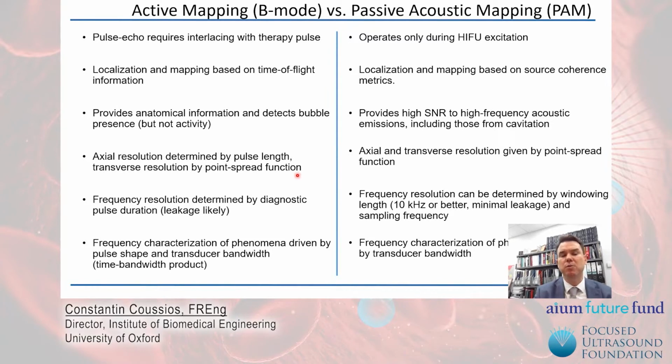Two other very important points are that in the case of B-mode, both the axial resolution and the transverse resolution are determined by pulse length and point spread function respectively, whilst both are determined by the point spread function in the case of PAM. And the frequency resolution is primarily determined by the diagnostic pulse duration in the case of B-mode, whilst it is far greater in the case of PAM because it is determined by the windowing length and the sampling frequency. And of course, there is no reason to choose between these two techniques because they can coexist within the same hardware.